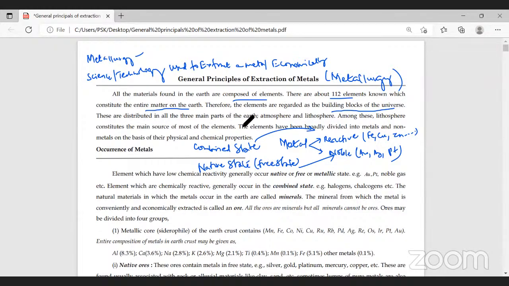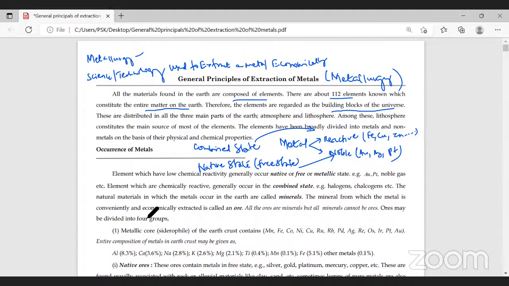These are distributed in the main parts of the Earth: atmosphere, hydrosphere and lithosphere. Among these, the lithosphere constitutes the main source of the elements. Elements have been broadly divided into metals and non-metals on the basis of their physical and chemical properties. So elements are basically classified into metals and non-metals. I didn't mention non-metals because we are talking about the extraction of metals.